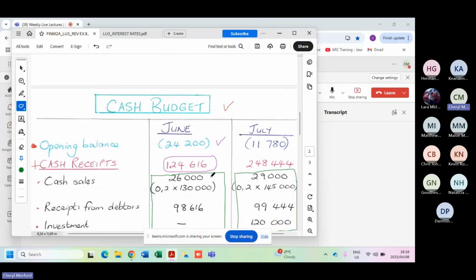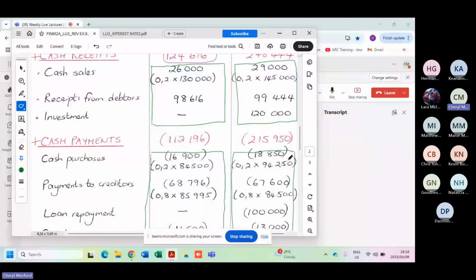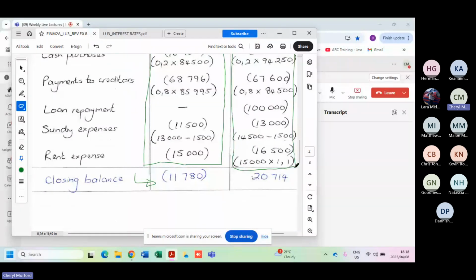We end June with it. So what do? We start July with that closing balance. Then we're going to add July's receipts of cash. We're going to minus all of the payments for July, and that is eventually going to turn us into, down here, a small positive balance at the end of the period. So that's how you will set up a cash budget. But now let's get stuck into all of the workings.